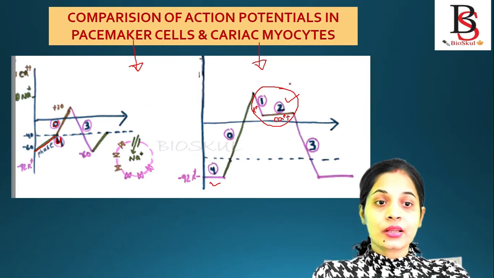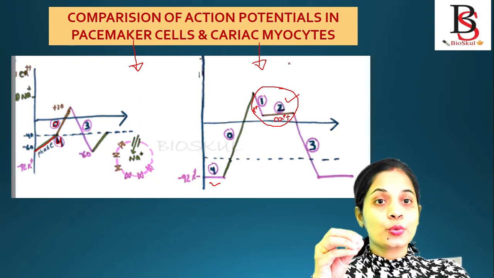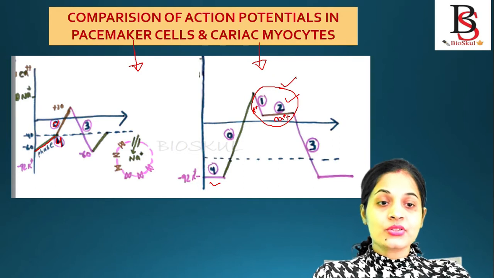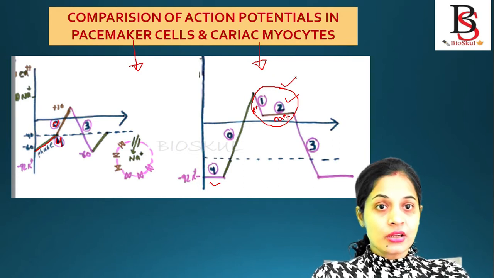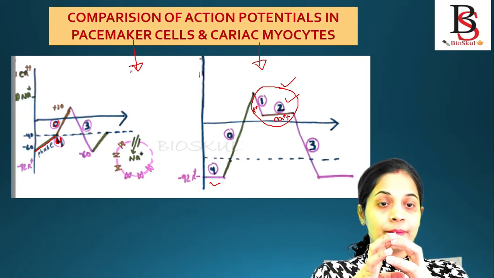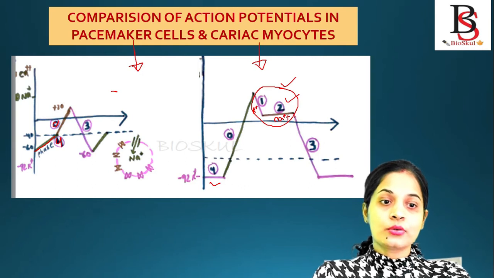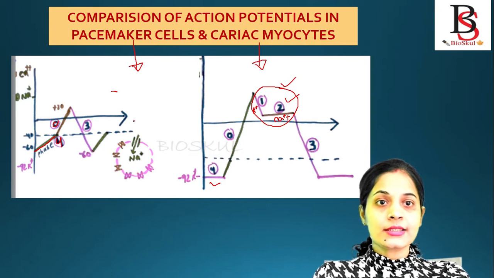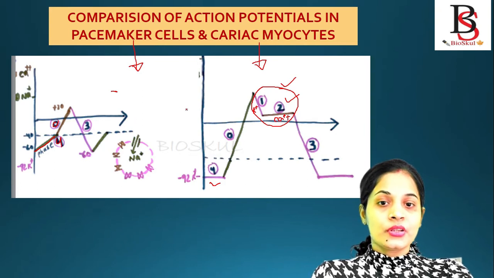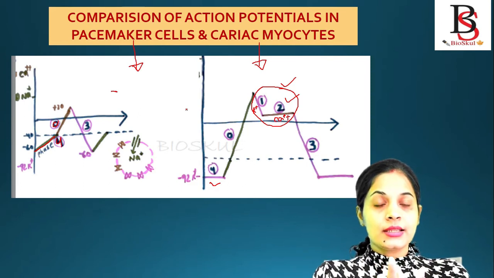Why is it absent? Because the pacemaker cells are conduction type cells. They don't need to contract, but the cardiac myocytes are the contraction type of muscular cells. Because of the entry of calcium ions, they get contracted. That's why phase 1 and phase 2 are absent in the pacemaker cells. Then the calcium channel gets closed, the potassium channel gets open, and the membrane is repolarized. So here you can see the difference between the chart of a pacemaker cell and a cardiac myocyte. This is very important.